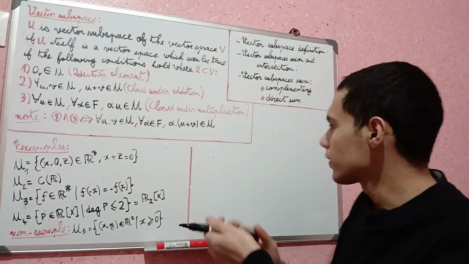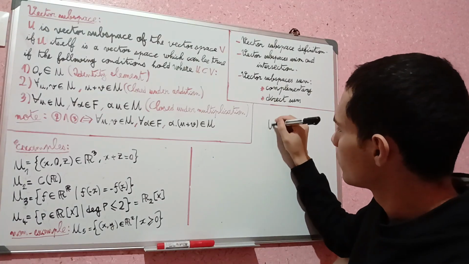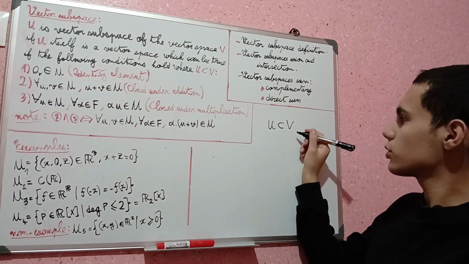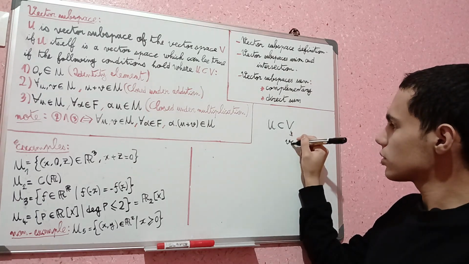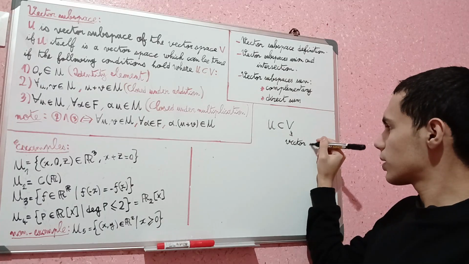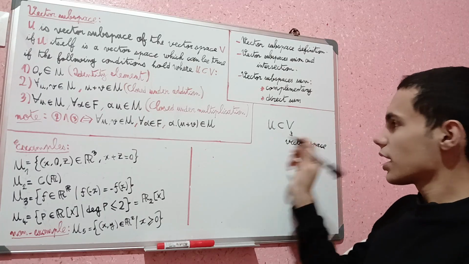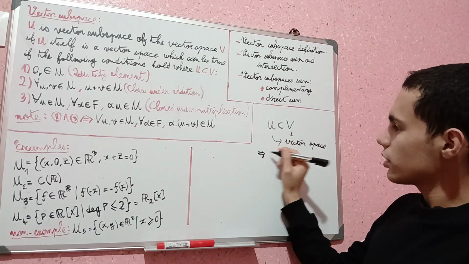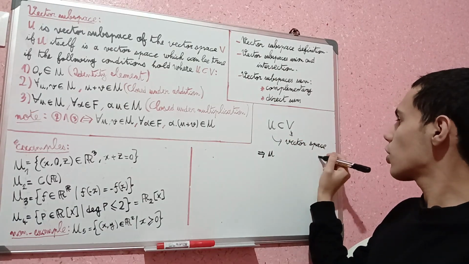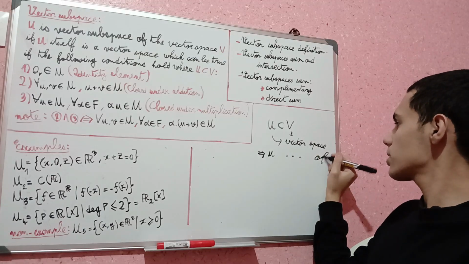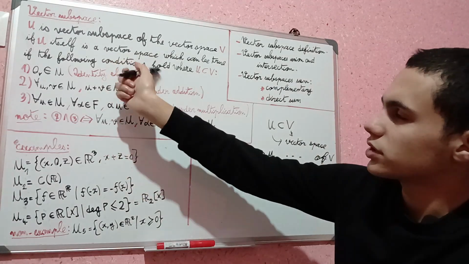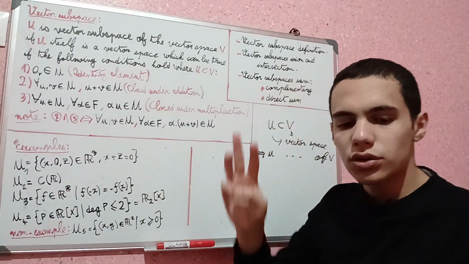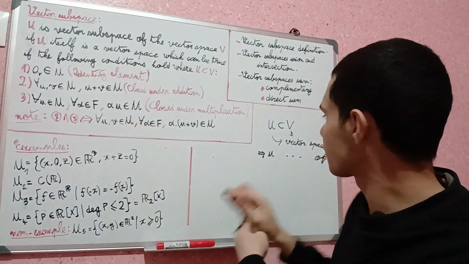If we have U included in V, where V is a vector space, and U is also a vector space, then U is a vector subspace of V. This is what I wrote here. And this is true if three conditions hold, which are these.